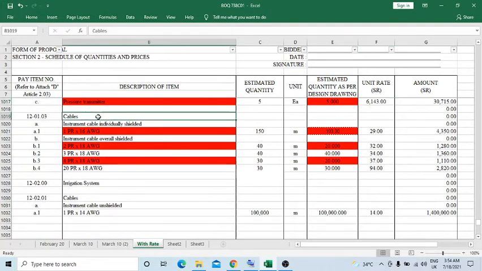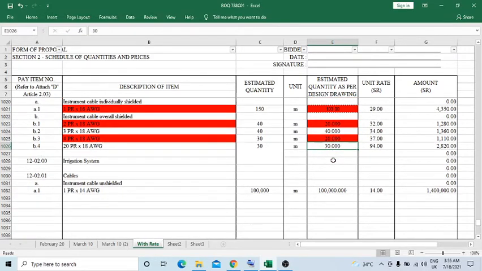Then the other one is cables, instrument cables individually shielded, 1 PR into 16 AWG, 150 meter, and 103. The takeoff quantity unit is 29 Saudi Riyal. Then instrument cable overall shielded: 2 PR into 18 AWG, 3 PR into 18 AWG, 4 PR into 18 AWG and 20 PR into 18 AWG. The quantity is likewise 40, 40, 30, 30. The unit is in meters likewise. The takeoff quantity is also like this one, as per design drawing.